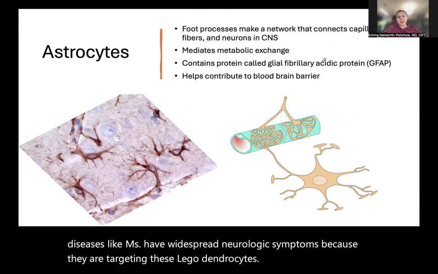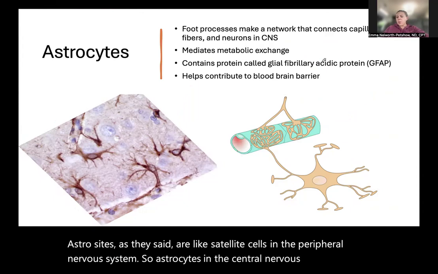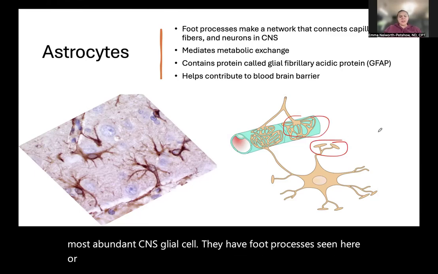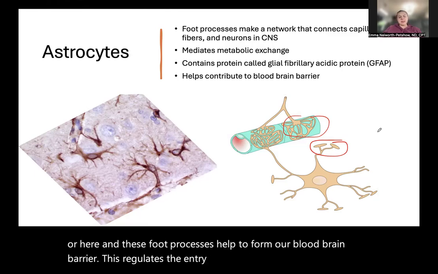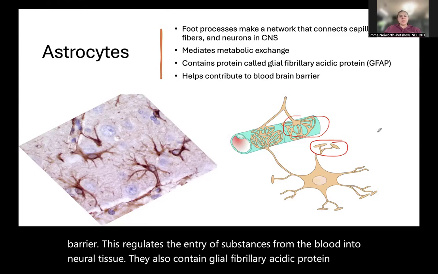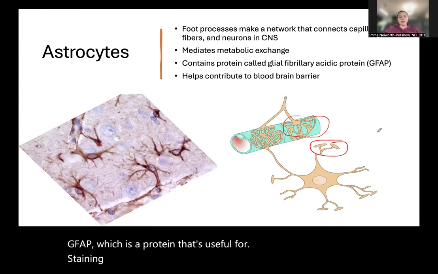Astrocytes, as I said, are like satellite cells in the peripheral nervous system. So astrocytes in the central nervous system are the most abundant CNS glial cell. They have foot processes seen here or here. And these foot processes help to form our blood-brain barrier. This regulates the entry of substances from the blood into neural tissue. They also contain glial fibrillary acidic protein or GFAP, which is a protein that's useful for immunostaining astrocytes in pathology.